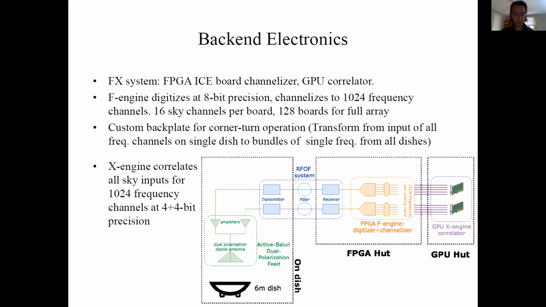So the way the data comes in from the dishes is all of the frequency bands from each dish, but the way that the correlator wants to see the data is the data from all of the dishes, but at a single band. So you have to split out the frequencies and then recombine them into the format that the correlator wants. And then the correlator, the X engine, is built on GPU architecture, and this is being developed by Keith Vanderlinde and his people at the University of Toronto.